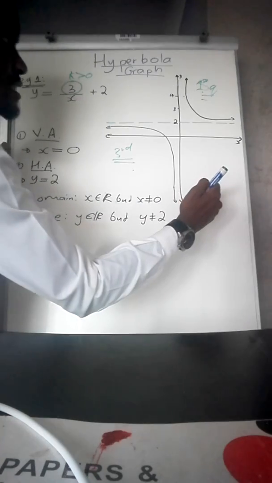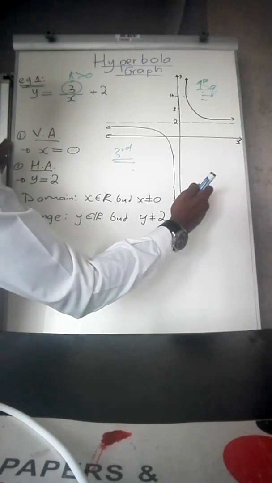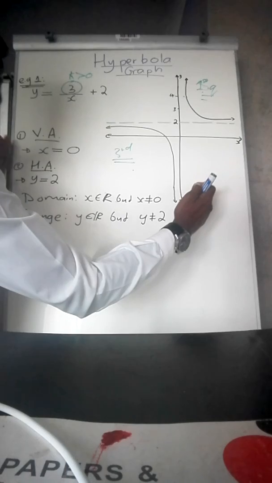So I'm hoping that you guys have understood this, and we're going to jump off to episode 3, where we're going to now find the equation of a hyperbola graph.